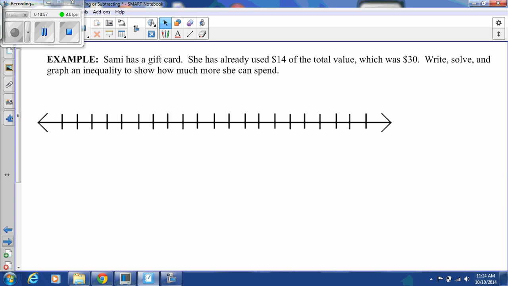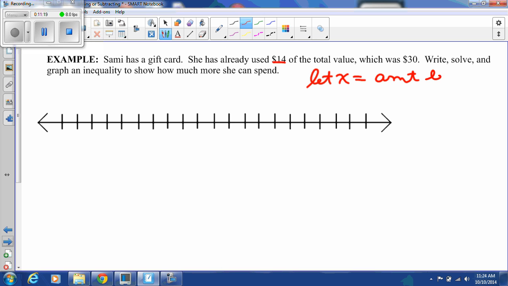Here's an example that's a word problem. I think this is our last example. Sandy has a gift card. She's already used $14 of the total value, which was $30. Write, solve, and graph an inequality to show how much more she can spend. So what are we looking for? We're looking for the amount left to spend. Okay.